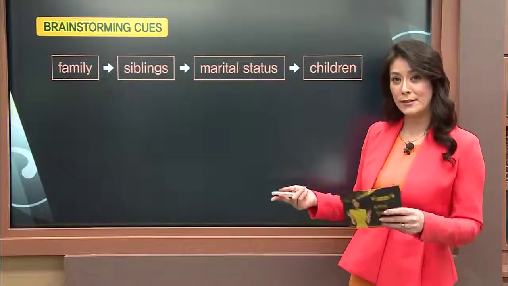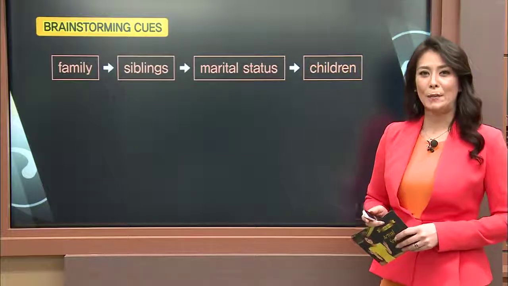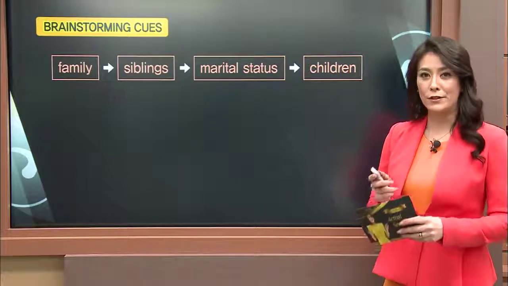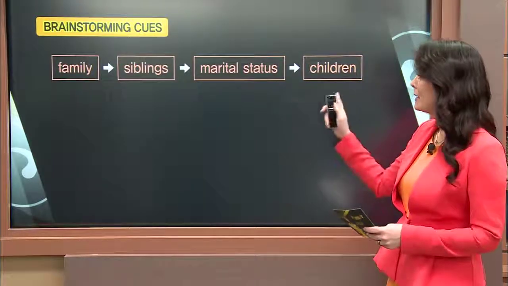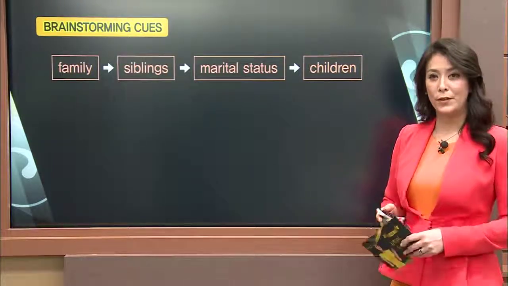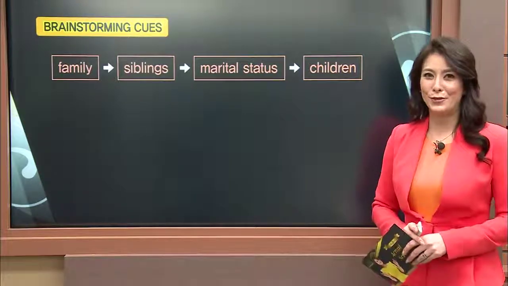Do you have brothers, sisters? Talk about them. Are you married? You can perhaps talk about your marital status. If you're single, you can say, I'm single, I'm not married. If you are married, you can talk about your children. Do you have one child? Do you have lots of children? Or don't you have children at all?